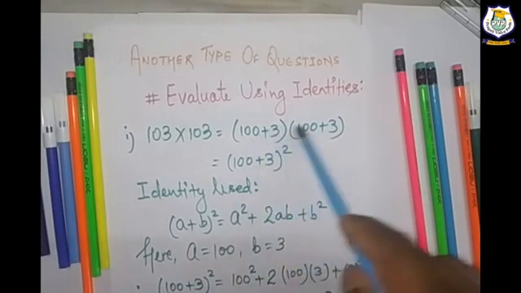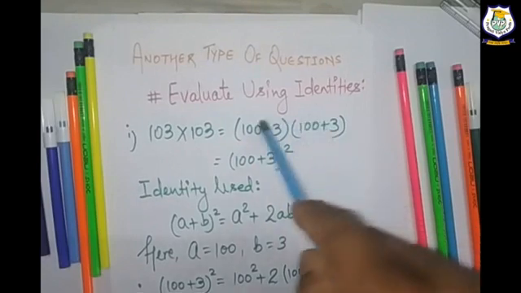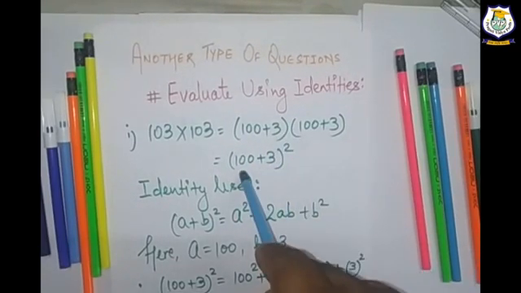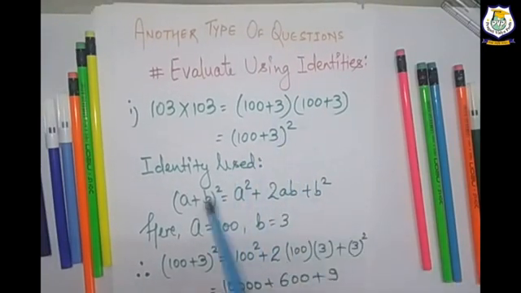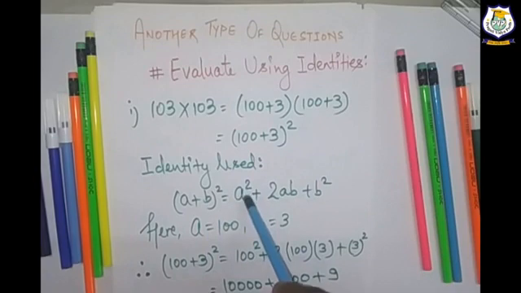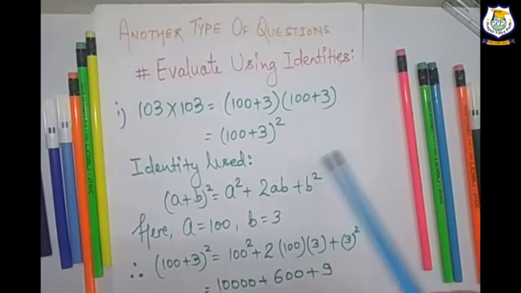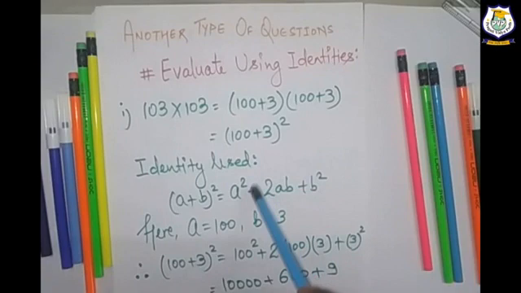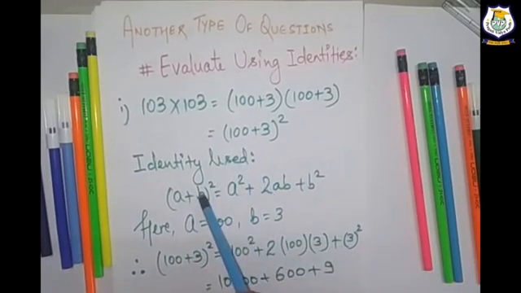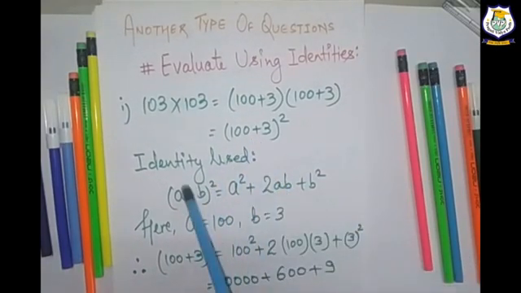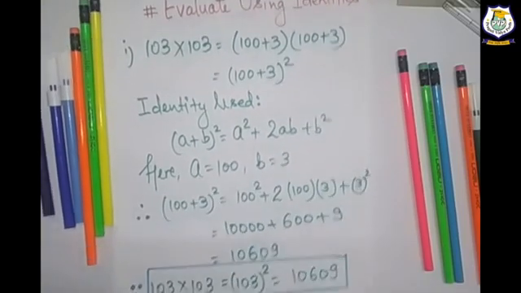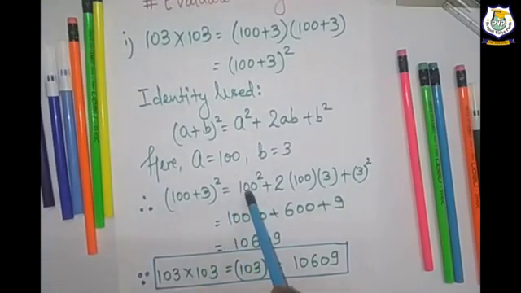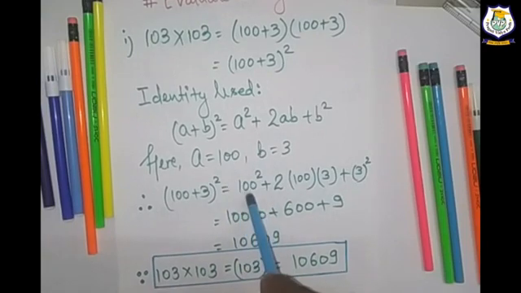So we have 103 times 103, both are the same terms and they multiply to itself. That's why we get 100 plus 3 whole square. And this is familiar to our identity (a plus b) whole square, which equals a square plus 2ab plus b square. With the help of this identity, we can say that a is 100 and b is 3. That's why a and b in this identity get replaced by 100 and 3. So (100 plus 3) whole square equals a square, and a square means 100 square.